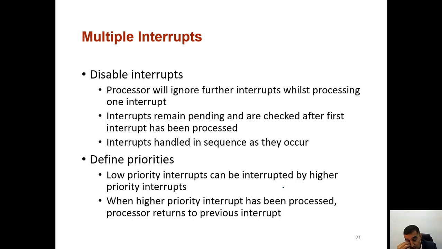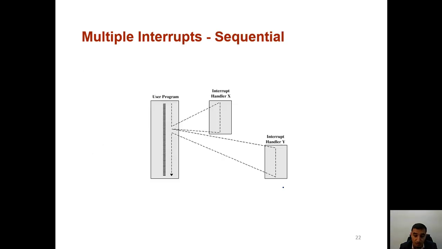Sometimes we also define priorities for interrupts. Some devices require interrupts, but they are not important in comparison with other devices, so we define the priority. Low priority interrupts can be interrupted by higher priority interrupts. When the higher priority interrupt has been processed, the processor returns to the previous interrupt, as you can see over here. These are the sequences of interrupts.